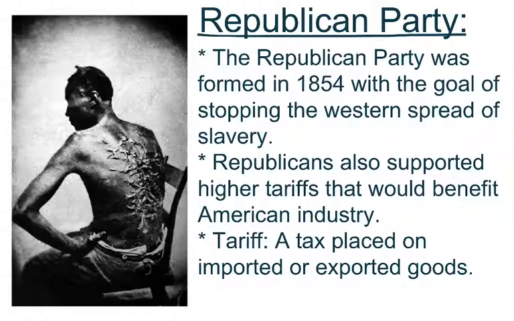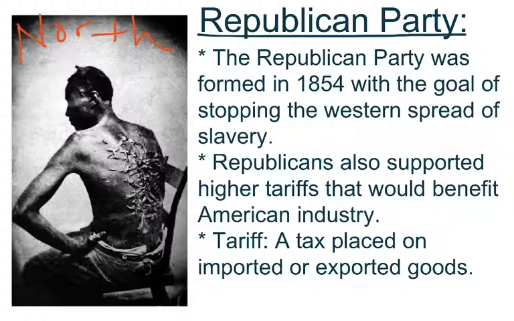Now, by the year 1860, there were two political parties in the United States. The first one we're going to talk about is the Republican Party. The Republican Party was formed in the year 1854 with the goal of stopping the westward spread of slavery. By trying to stop the westward spread of slavery, what group do you think this was? Well, it was the North. That's exactly right. It was the Northerners that wanted to stop the western spread of slavery.